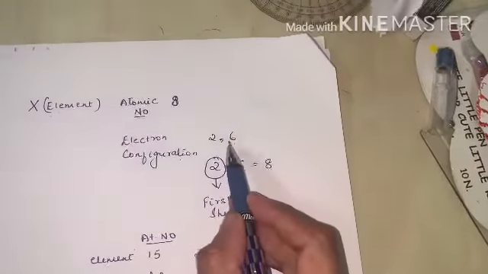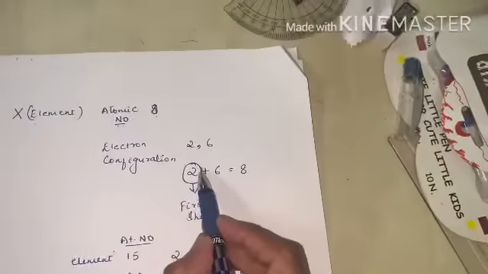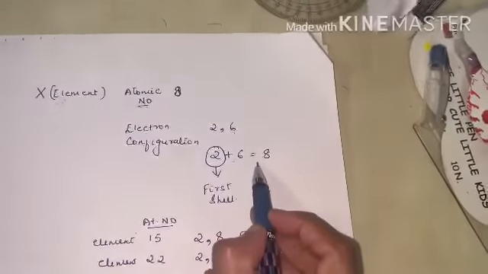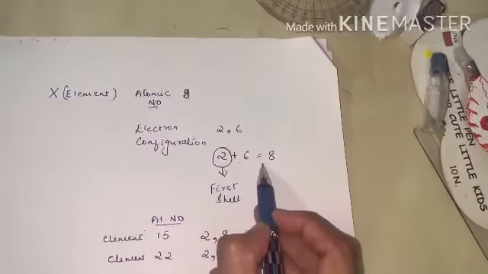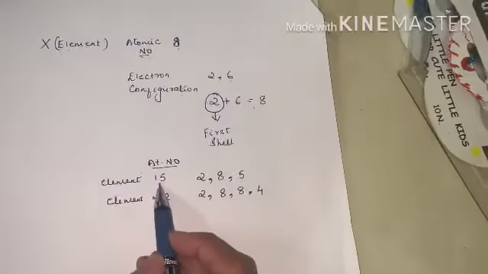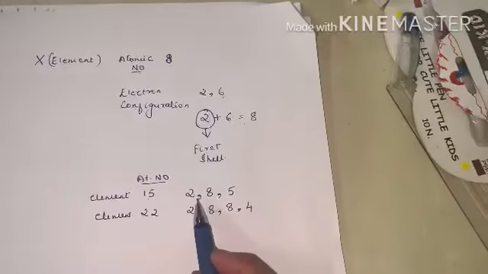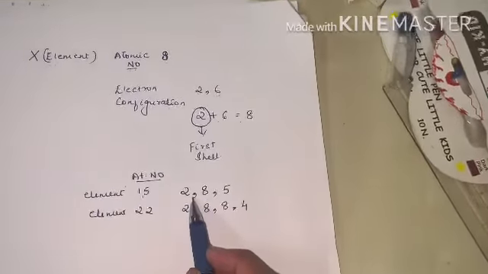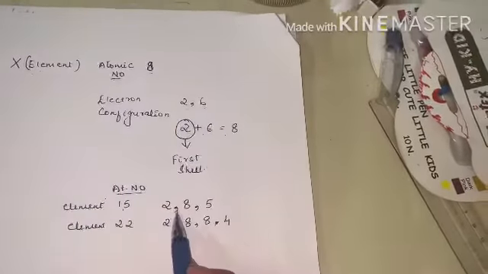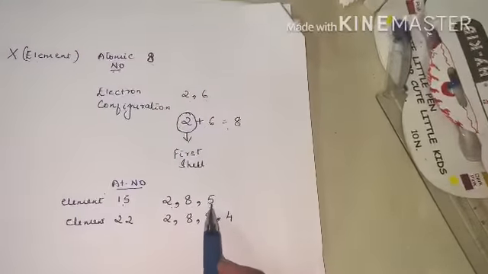How did I write this? First shell which is going to fill is 2 electrons and the remaining, that is 6 electrons, will be in their outermost shell. So 6 plus 2 is 8. Let's understand by taking few more examples. Let's take an element having atomic number 15. This I can write it as 2, 8. That is, the first shell which is going to fill is 2, that is the maximum. The next shell which is maximum is 8. So 8 plus 2 is 10. So what is remaining? 5. That will be in their outermost shell. So 5 electrons will be there in the outermost shell.